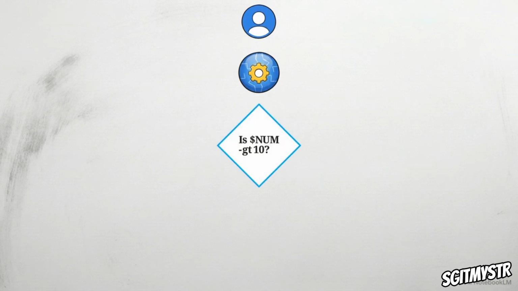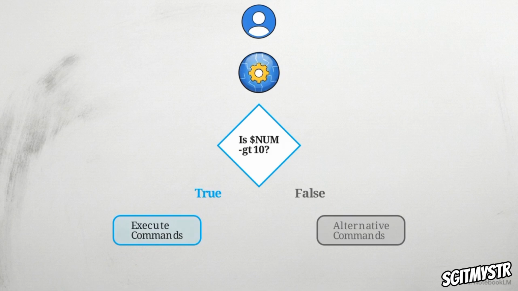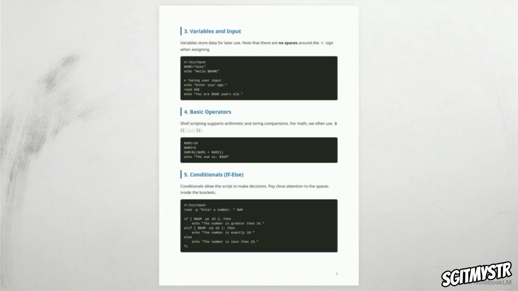To make the script react to that data, we need conditional logic. This allows the program to evaluate the user's input and choose between different outcomes. We will implement an if-else statement to determine if the number the user entered is greater than 10. There's a specific formatting rule for conditionals. You must include spaces directly inside the brackets.